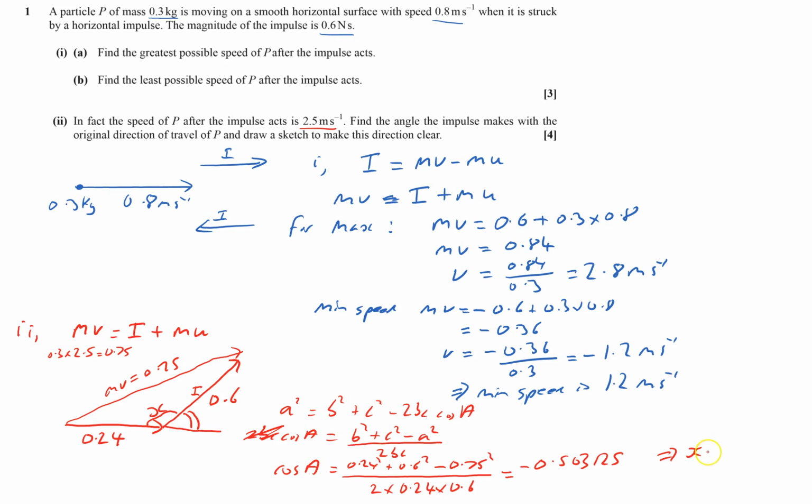Therefore, x equals cos to the minus 1 of that, which is 120.2069 degrees, and therefore the required angle is 180 minus 120.2069, which equals 59.793034 degrees. Obviously, give it to three significant figures. And that's question 1 done.